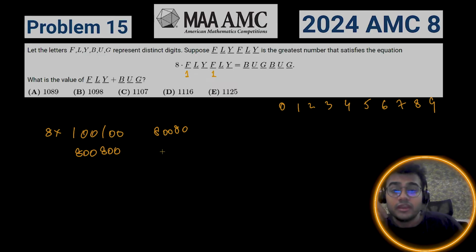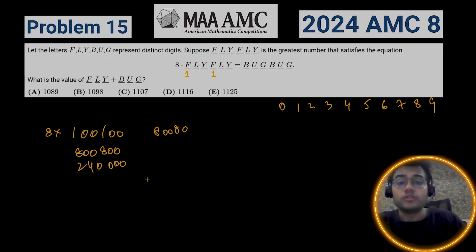And so on. If L is 3, it's going to be 240,000. That's going to add up to more than 6 digits. So therefore, the maximum L can be is 2. Since 1 is already taken, we're going to take L as 2. Now, the last digit, y, is something we will have to figure out. But let's look at the other side.